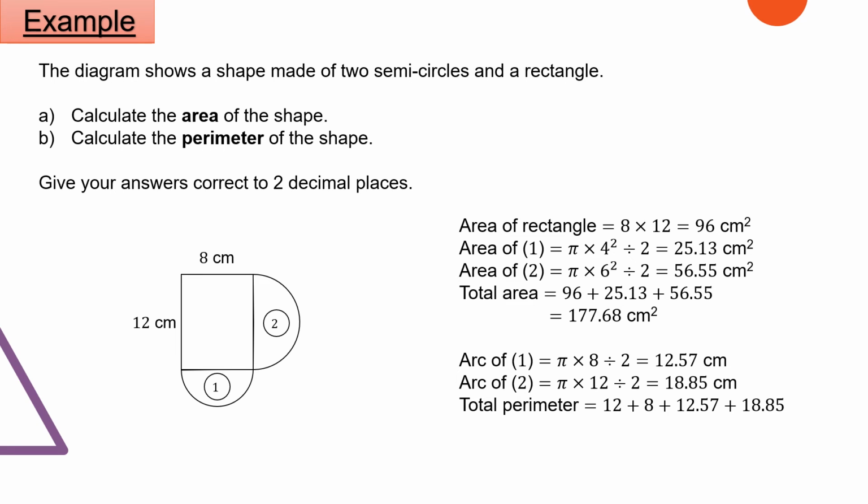And now I'm going to add all this information, because I got the perimeter length for both the arcs, and I have the information for my lengths. So I have to add all the values to get the final answer for the total perimeter of the shape. So 12 plus 8 plus 12.57 plus 18.85 is going to give me 51.42 centimeter, and this is the perimeter of my shape.